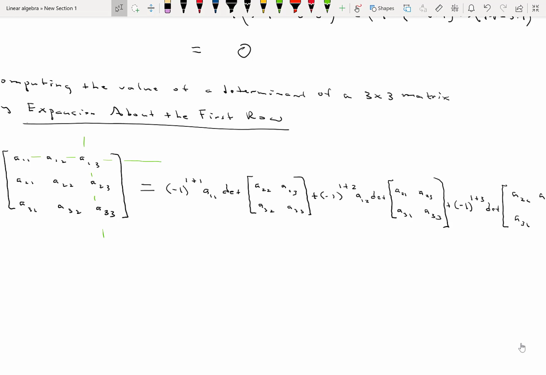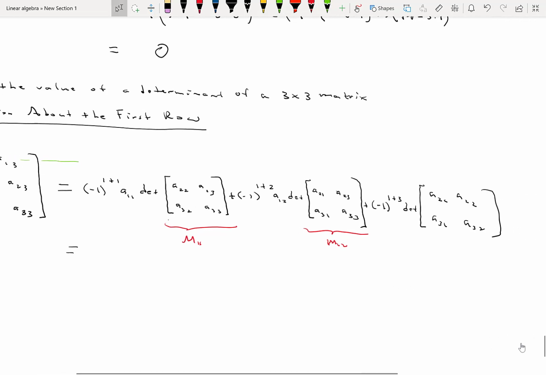Now we bring in the concept of minors. That first matrix we're taking the determinant of, this little guy right here, was the matrix obtained by removing row 1 and column 1. That is M11. The next matrix over is where we removed row 1 and column 2. That's M12. And that last minor is the 1,3 minor of A.